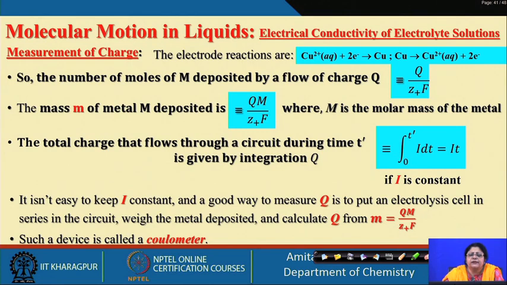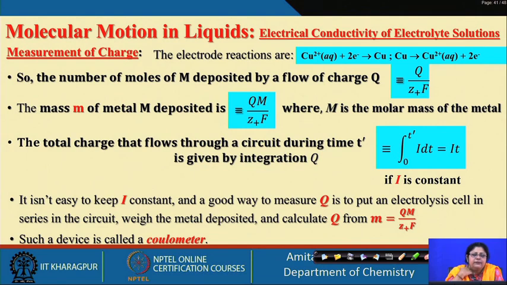We pass the current through the electrolysis cell and we measure the weight of the electrode which is deposited, and from that we calculate m from the expression m equal to Q_m, that is the charge flow into M divided by z plus into F. So, applying this equation we can find out what is the mass of the metal which is deposited, right. So, these are the definitions which we are looking into, and how we can measure the charge.